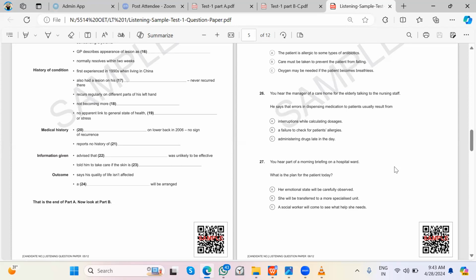Question 27. You hear part of a morning briefing on a hospital ward. Now read the question.